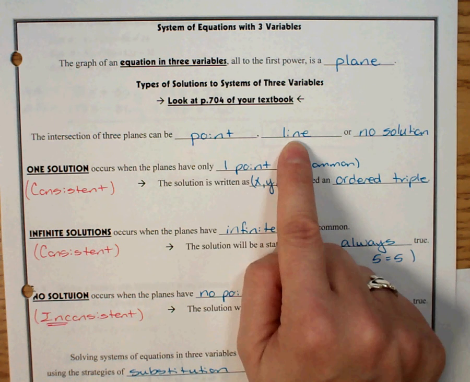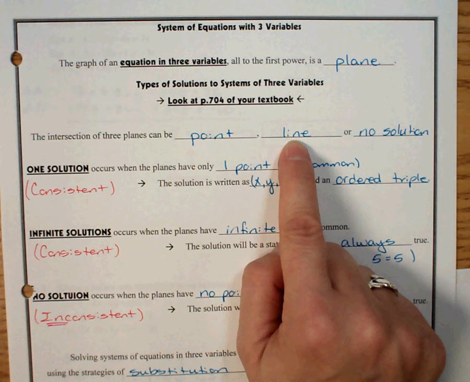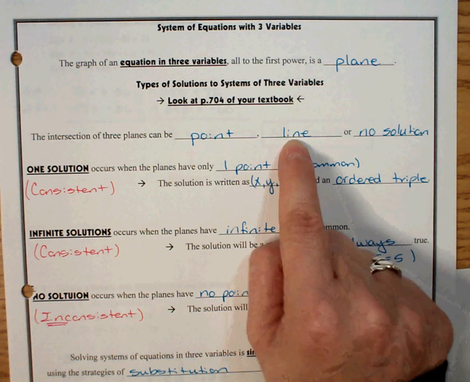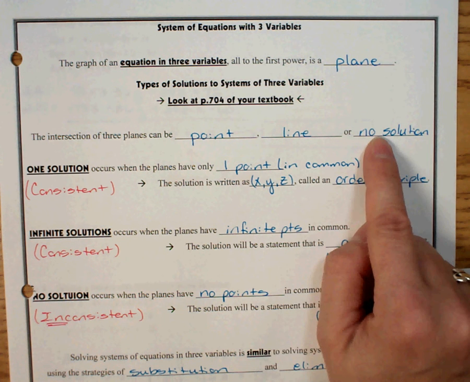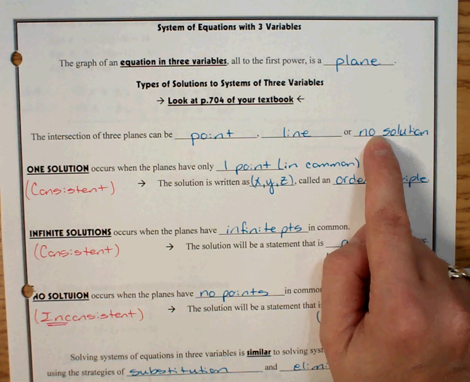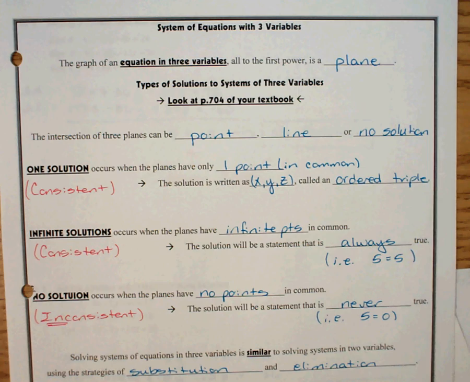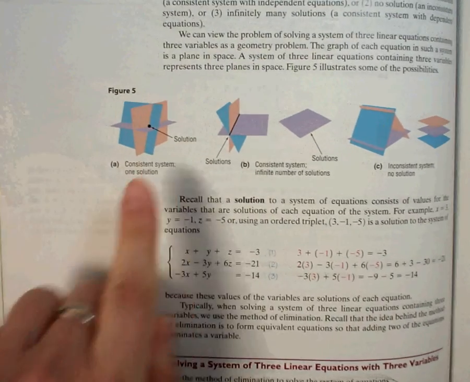The three planes could intersect in a line, and we can imagine that line thinking about the wall and the ceiling and potentially another plane cutting through and creating that line or that crease all along the ceiling line. And then of course we could have no solution, and if you think about 3 floors in a building, those 3 floors would be parallel and would never intersect. In your textbook, they provide some pictures as well.